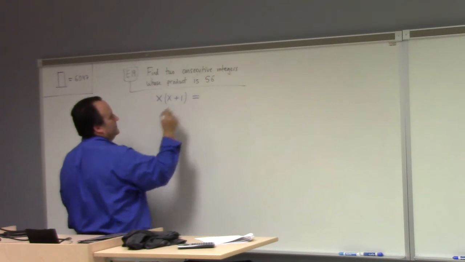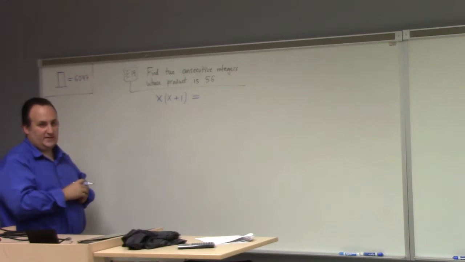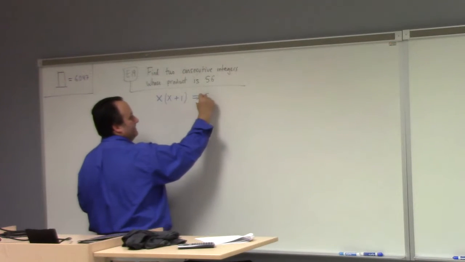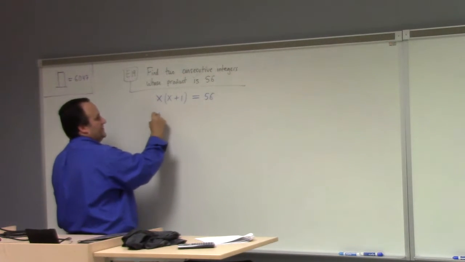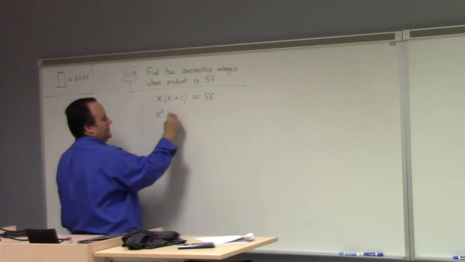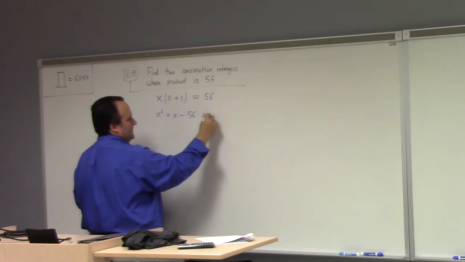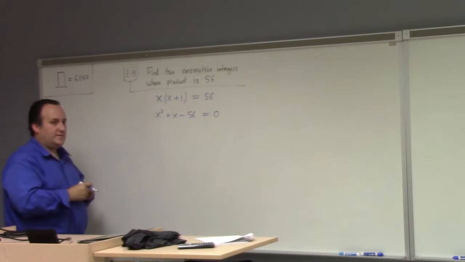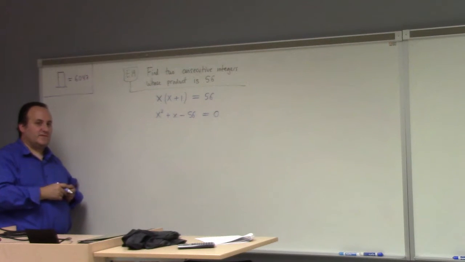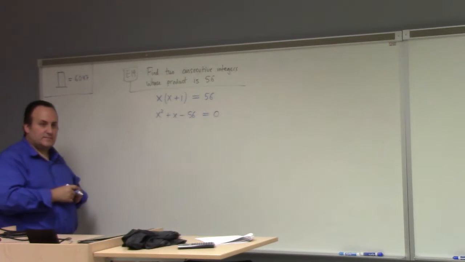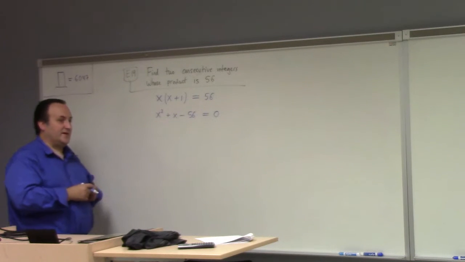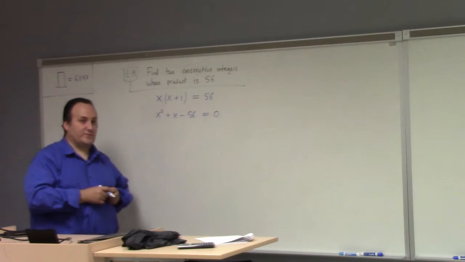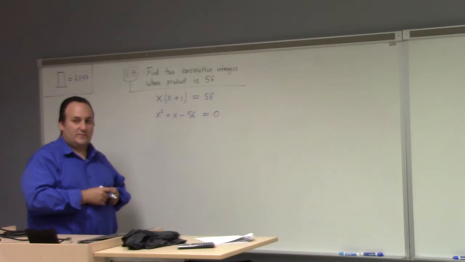That's equal to 56. Then we can solve that, yeah? So this gives us x squared plus x minus 56 equals 0. How should we solve this? I think we should solve this with factoring. I don't think this is a problem for completing the square. I don't think this is a problem for the quadratic formula. This is a problem for our first line of defense, which is factoring.